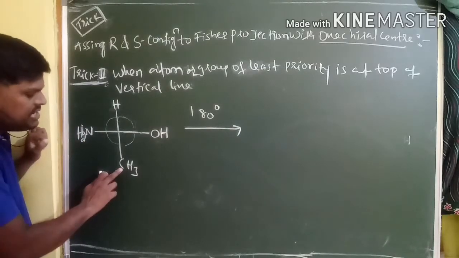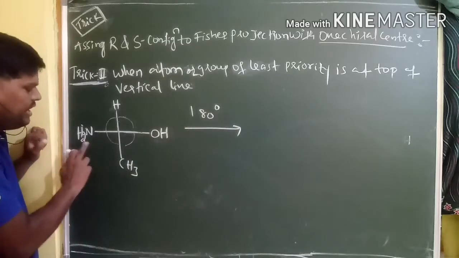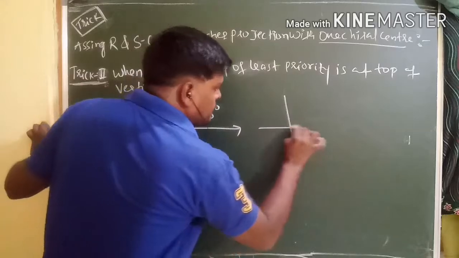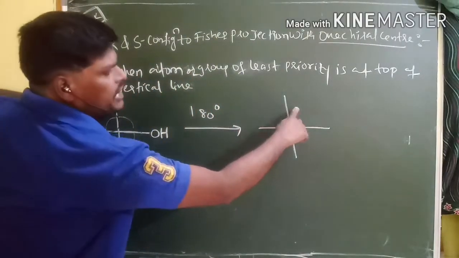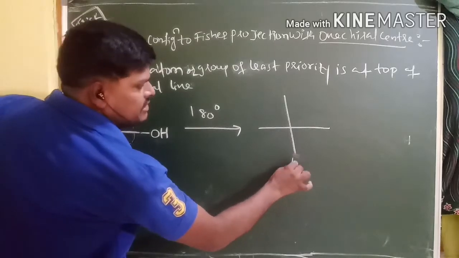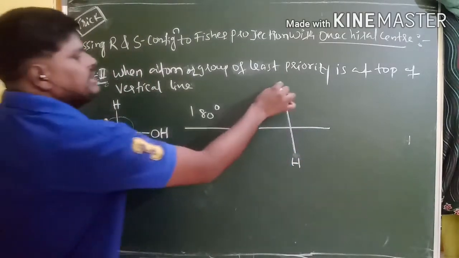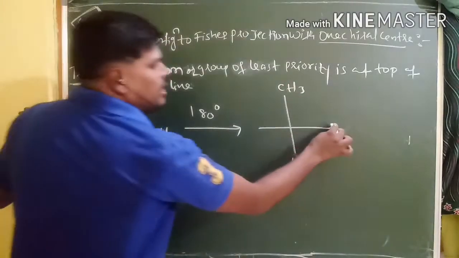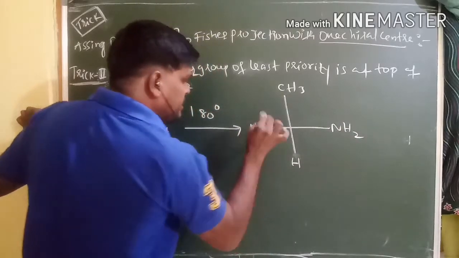Right? CH3 will appear here. OH will appear here. NH2 will appear here. So write down the structure for this molecule. Hydrogen will appear here, sir, because 90 plus 90 is a total of 180. That's why hydrogen will appear here. CH3 also, 90 plus 90. That's why CH3 will appear here. And NH2 appears here. And OH will appear here.